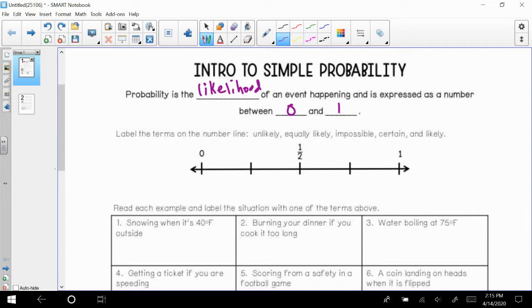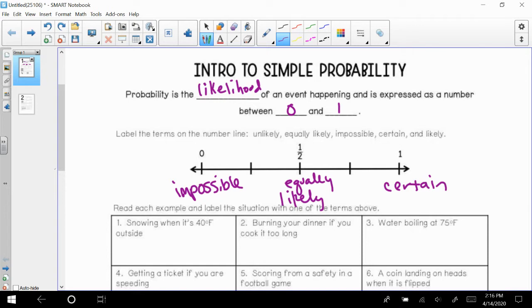If you think of the number line as percentages, if you have 0% of something happening, then it is called impossible. If there's a 100% chance that item is going to happen, then that is certain. If it's like 50-50, so half yes and half no, then we call that equally likely. Equally likely means there's an equal shot of that event happening versus not happening.